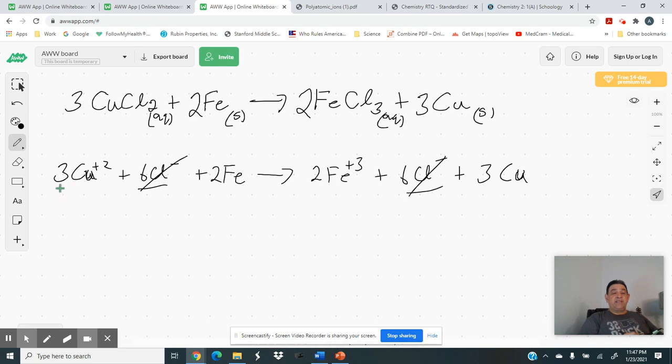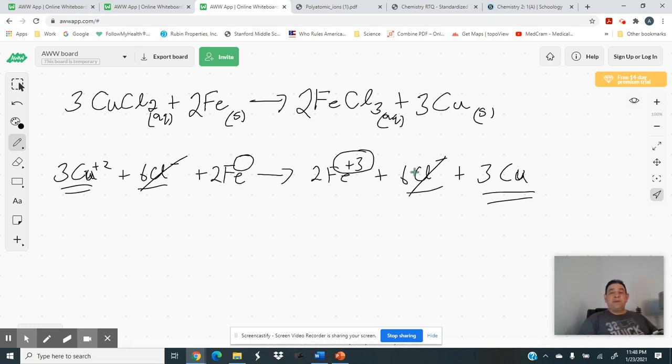The reason for that is this. This copper right here is a copper ion. This copper over here is not. So if you look at this charge right here, the +2 is different than this one over here, which is neutral. It's solid copper. If I had a copper pipe, it's different than copper ions. So we don't cancel those out. Same thing with the iron. This iron here is neutral. There is no charge to it. And this one right here, it's a +3. So we don't cancel them out.